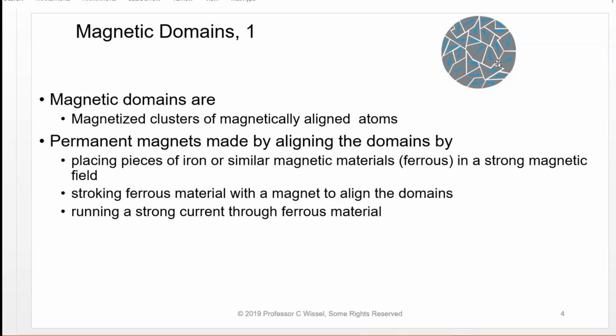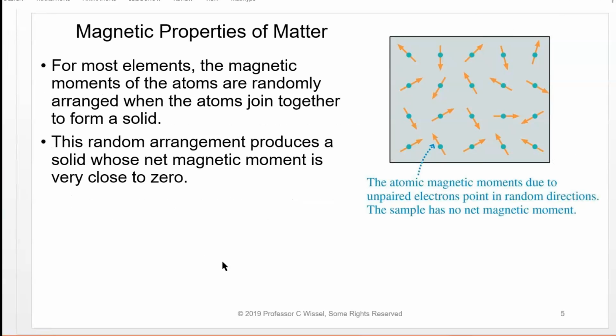Okay, if you have this in a strong magnetic field, you can even hit it with a hammer, and that will have a tendency to jostle these things. They'll rotate until they line up with the magnetic field. So what happens? Now, for most elements that are lying around, the magnetic moments of the atoms are randomly arranged when the atoms join together to form a solid. Now, this random arrangement produces a solid whose net magnetic moment is very close to zero.